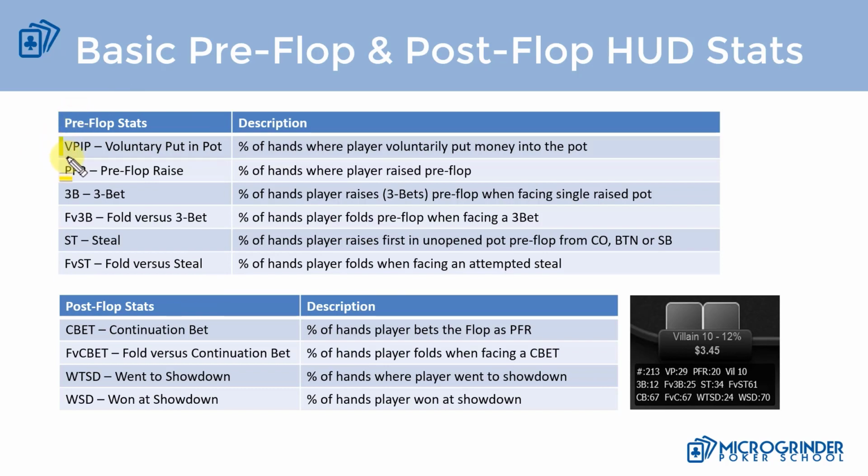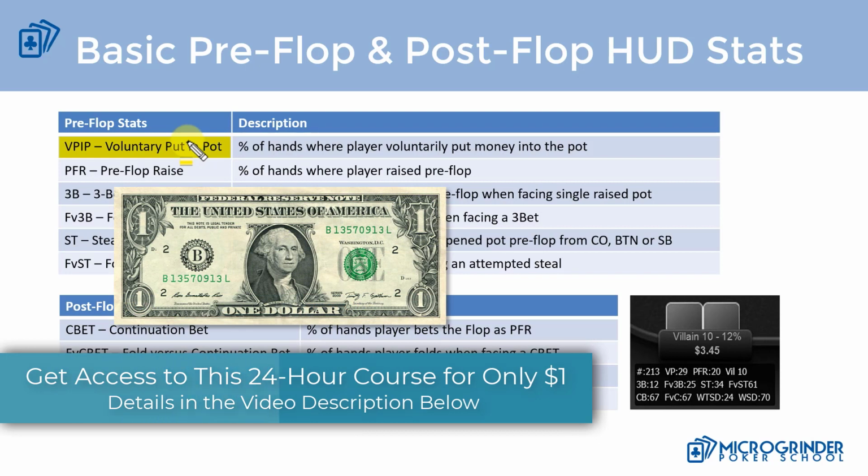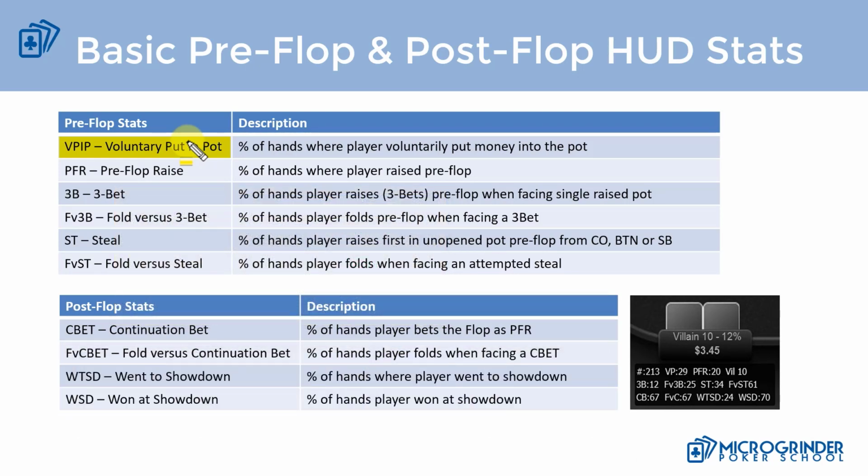So the first stat is VPIP, which is voluntary put in pot, or some people say voluntarily put money in the pot. So this is whenever you're voluntarily putting money in the pot. So when aren't we voluntarily putting money in the pot? Well, when we're in the blinds, we're forced to put money in the pot, so that doesn't count. Whenever we're limping, whenever we're raising, whenever we're 3-betting, whenever we are making the decision to put money in the pot, that's going to go towards this VPIP stat.